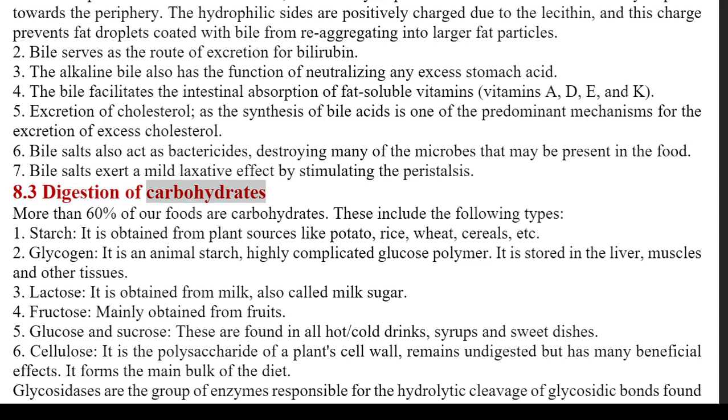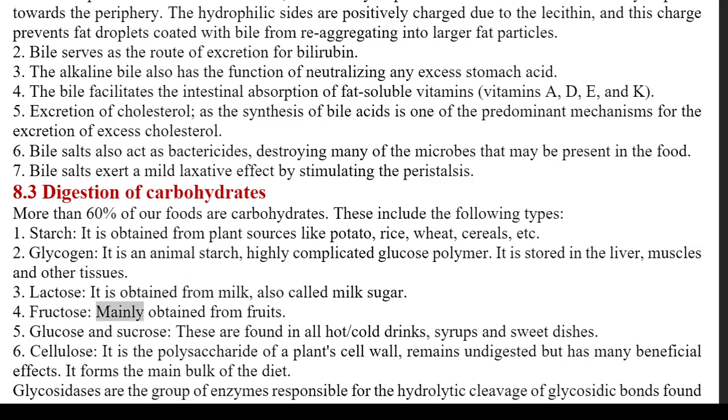8.3 Digestion of carbohydrates. More than 60% of our foods are carbohydrates. These include the following types. 1. Starch, it is obtained from plant sources like potato, rice, wheat, cereals, etc. 2. Glycogen, it is an animal starch, a highly complicated glucose polymer. It is stored in the liver, muscles, and other tissues. 3. Lactose, it is obtained from milk, also called milk sugar.